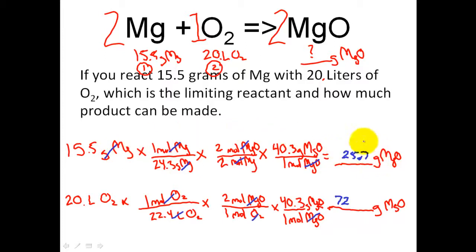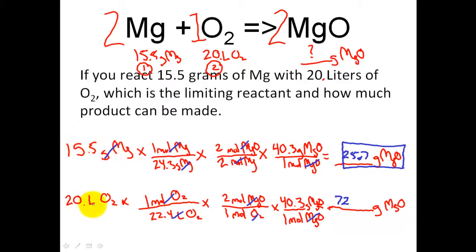So what you're going to see is that the second I use up all of my magnesium, I have made only 25.7 grams of magnesium oxide. So really, the most magnesium oxide I can make is 25.7 grams because that's when this runs out. I run out of magnesium.